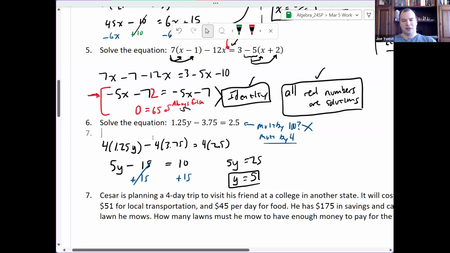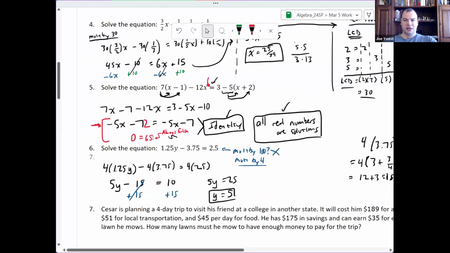So when I do all of my calculations, I get 5y minus 15 equals 10. Isolate the variable term by adding 15 to both sides gives me 5y equals 25. Isolate the variable by dividing by 5, and I get y equals 5 as my solution here.